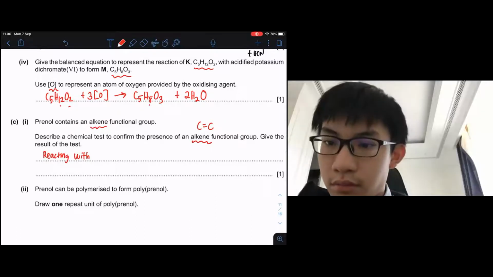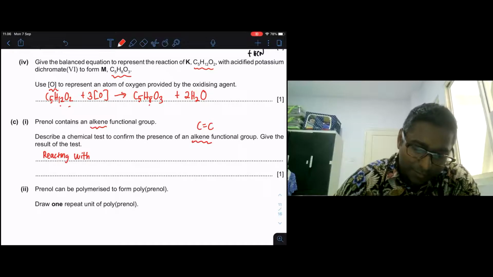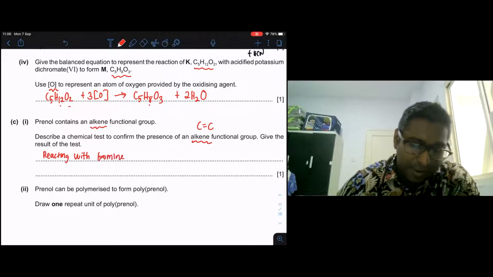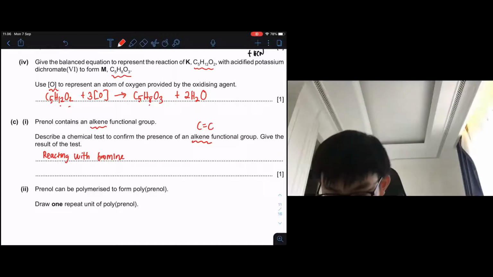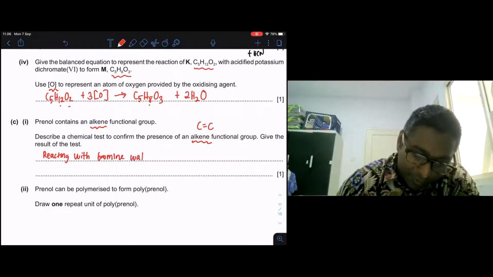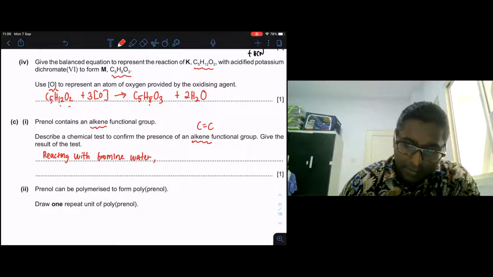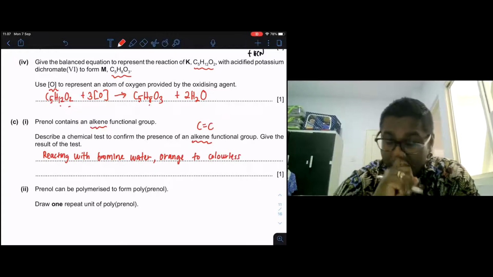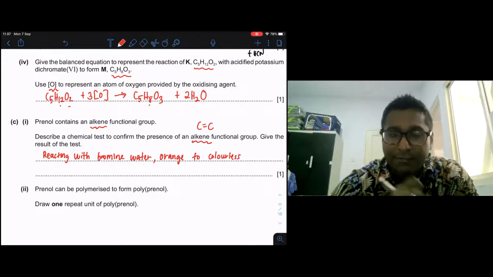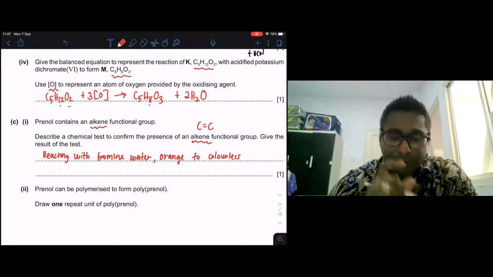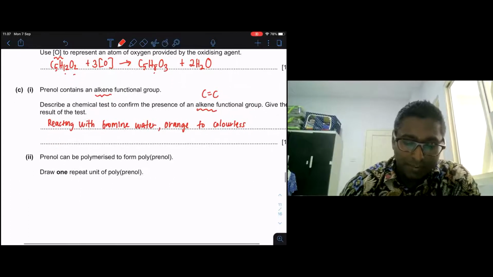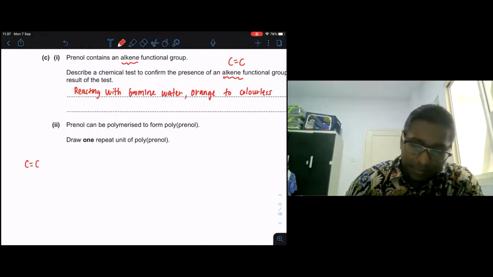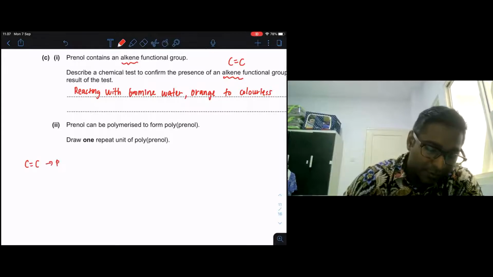Decolorization of bromine. React with bromine, so you can put bromine water. They will give you the color change from orange to colorless. So just memorize, there are ways how you can identify certain groups, especially when we are talking about carbon-carbon double bond, you test that using the Br2.